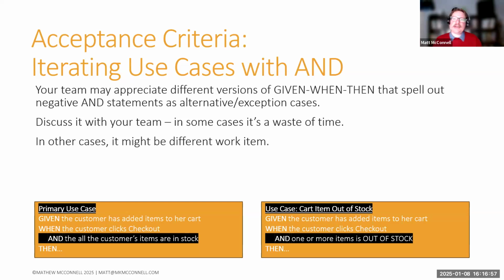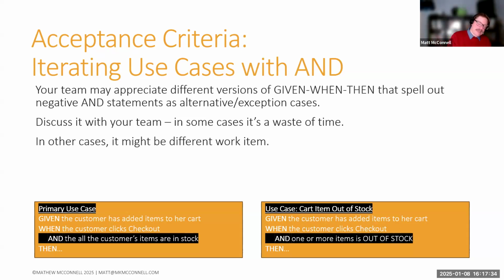So, given the customer has added items to her cart, when the customer clicks checkout, and all the customer's items are in stock, then some stuff happens. Alternatively, if the item is out of stock, you can just do a cut and paste job. Given the customer has added items to her cart, when the customer clicks checkout and one or more items is out of stock, then something else is going to happen. And I like to just cut and paste between these given-when-then statements and highlight, okay, so what is the difference here? In one case, the customer's items are out of stock. In another, the items are in stock.